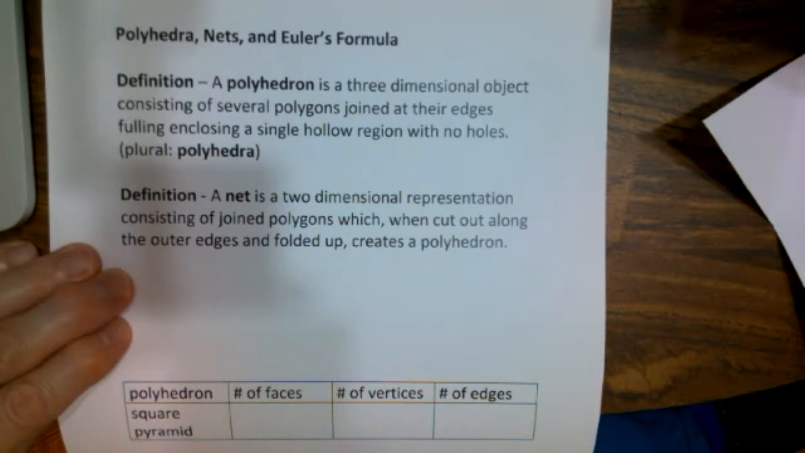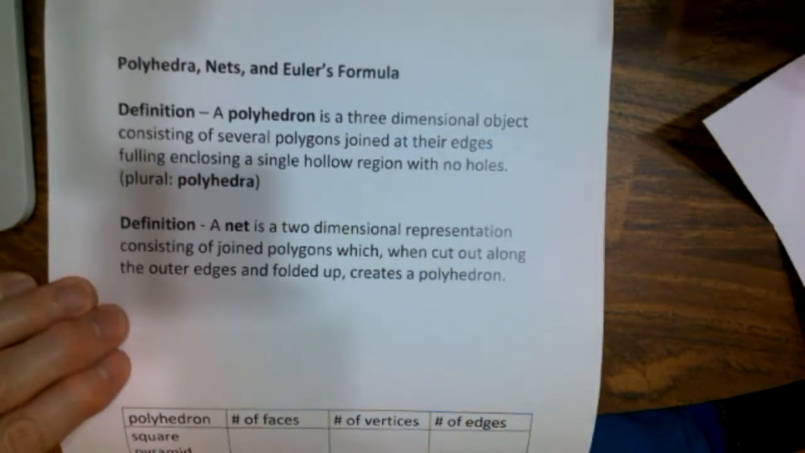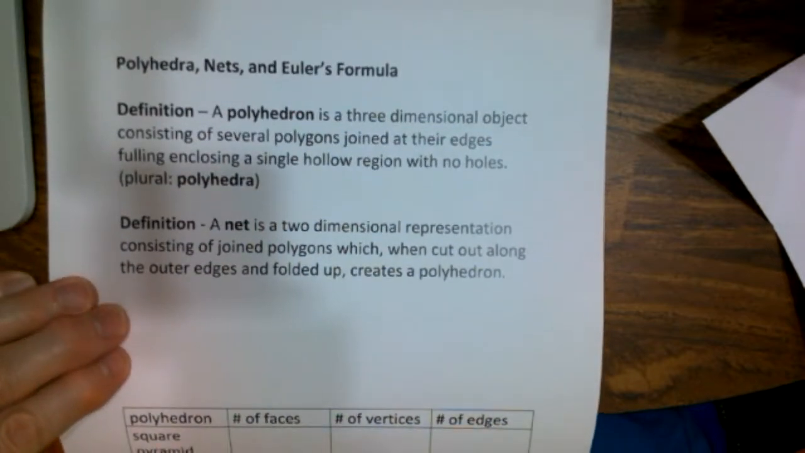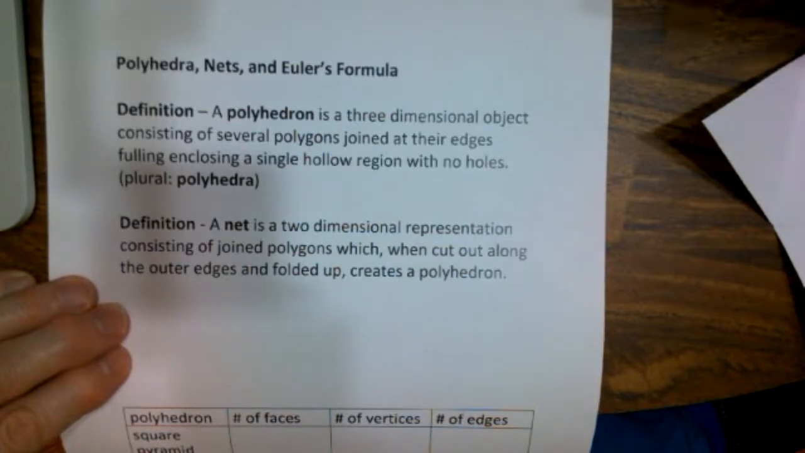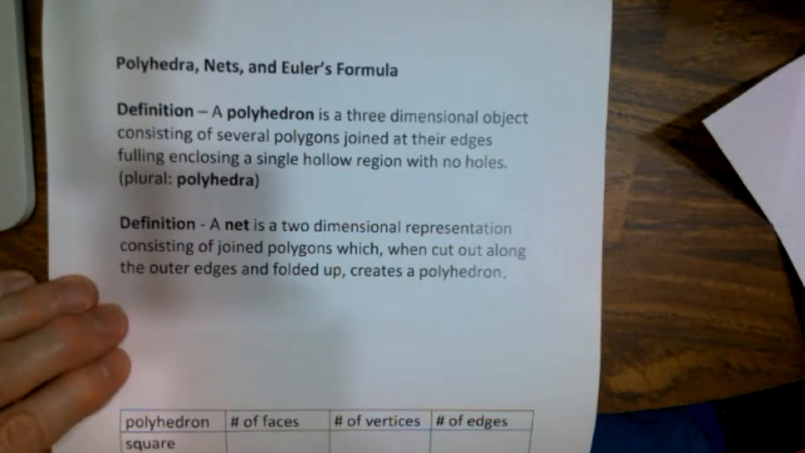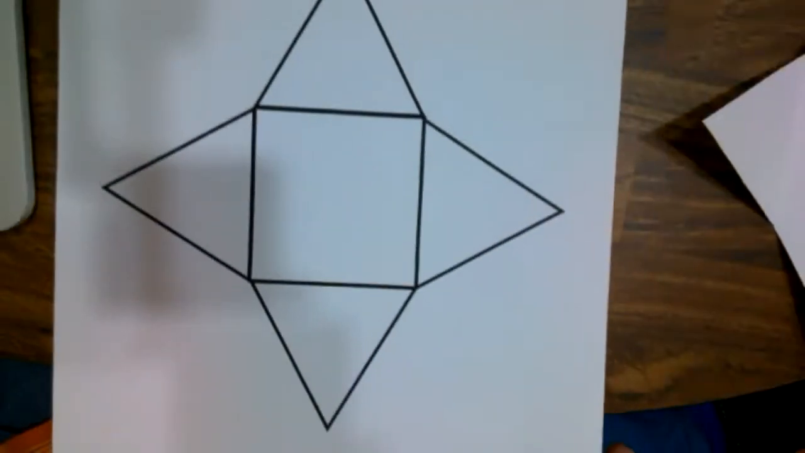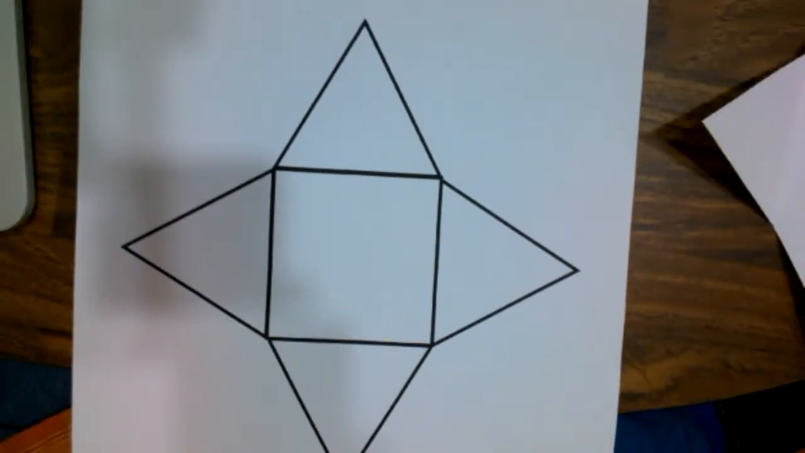no holes. Now, we're also going to define something called a net. A net is a two-dimensional representation consisting of joined polygons, which, when cut out along the outer edges and folded up, creates a polyhedron. Basically, it's a two-dimensional representation of a three-dimensional object. Let me show you an example. This is a net.